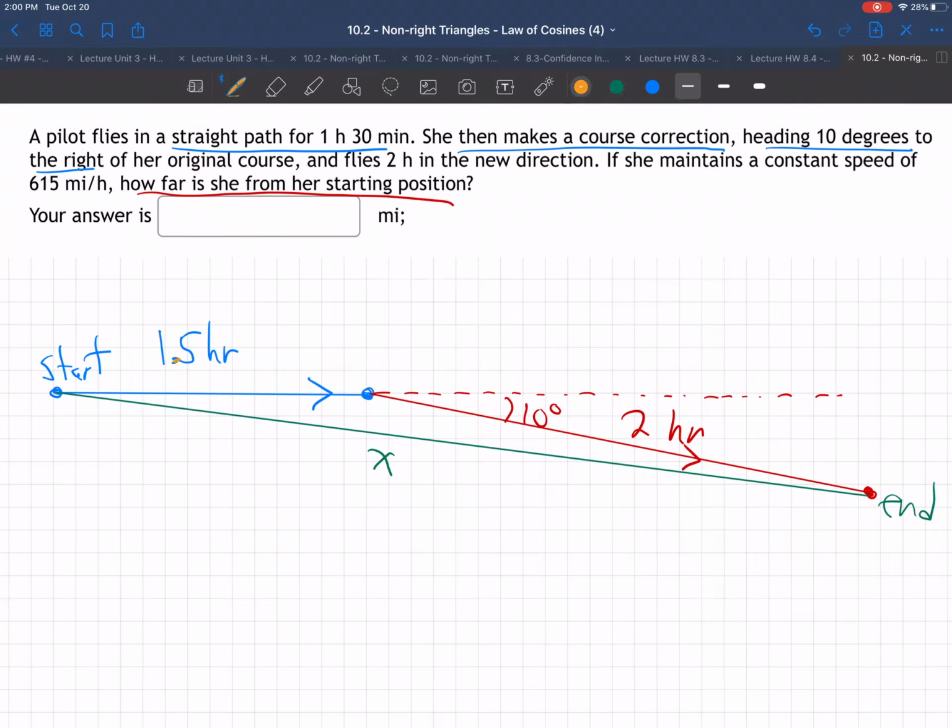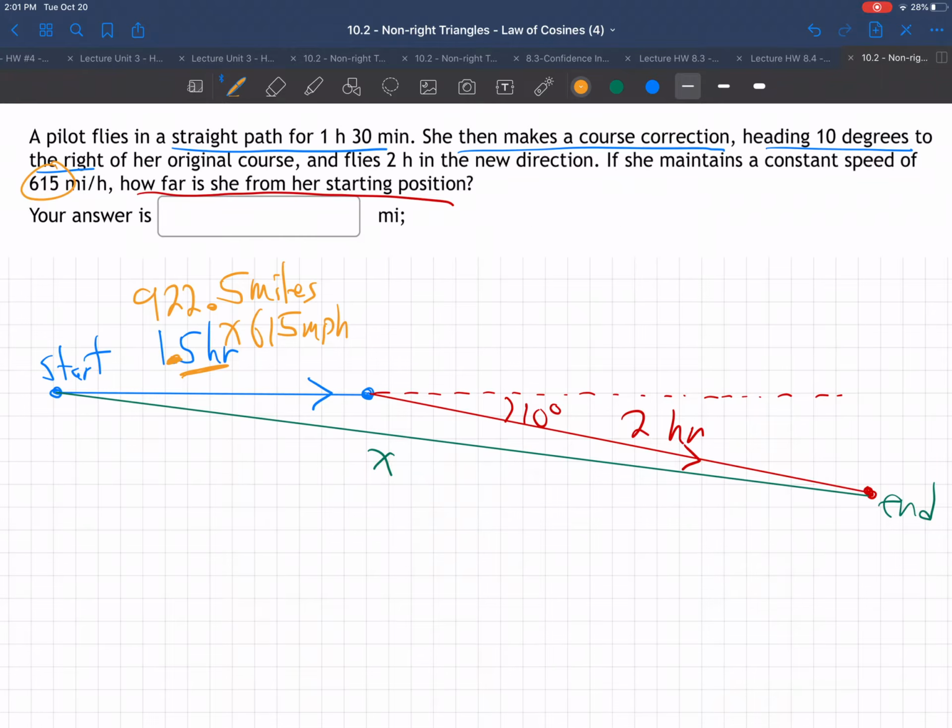Well, she did 1.5 hours at 615 miles each hour, so you have to multiply that, don't you? She was traveling in the plane at a speed of 615 miles per hour for 1.5 hours. So you got to multiply that by 1.5, right? When you're going 615 miles an hour, that means you go 615 miles every hour. And she did that for 1.5 hours. So it's 1.5 times 615, which is 922.5 miles in that direction.